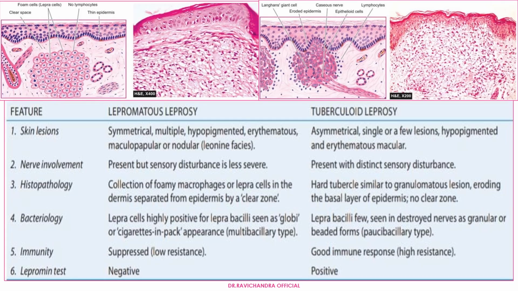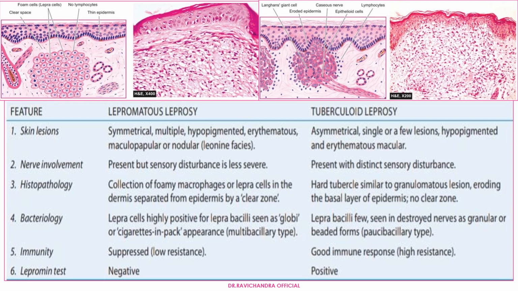So these differences between lepromatous leprosy and tuberculoid leprosy can be asked for 6 marks questions and sometimes 3 marks questions. They may even ask you to draw a neat labeled diagram of lepromatous leprosy or tuberculoid leprosy. So let's discuss this. Lepromatous leprosy and tuberculoid leprosy can be differentiated based on 6 features.